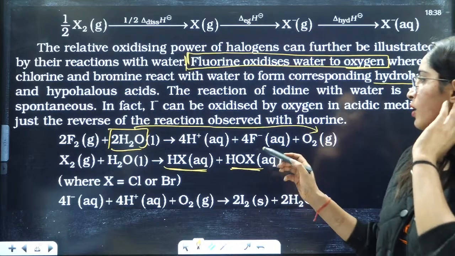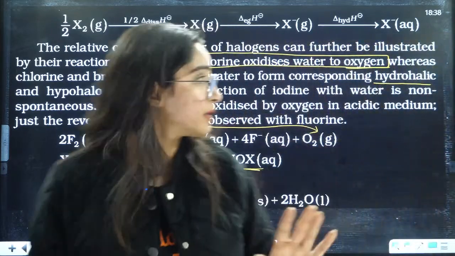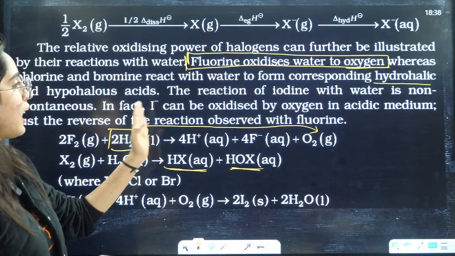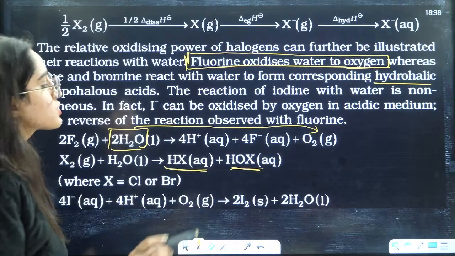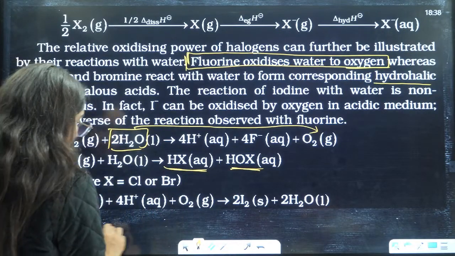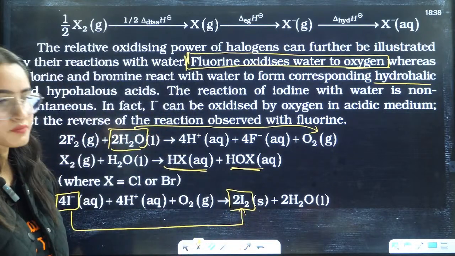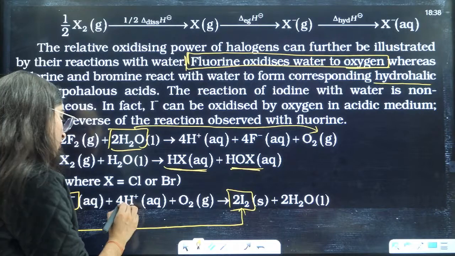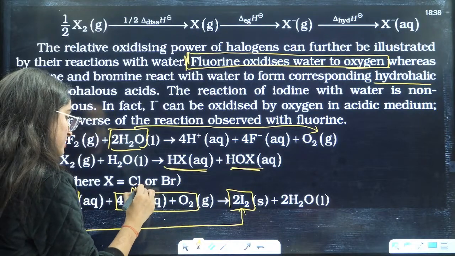So with water, it's not a reaction observed with fluorine, right? Yes, iodine with water is non-spontaneous. In fact, I negative can be oxidized by oxygen. So I negative with oxygen can be converted to I2. Now, water is behaving as a good oxidizing agent.